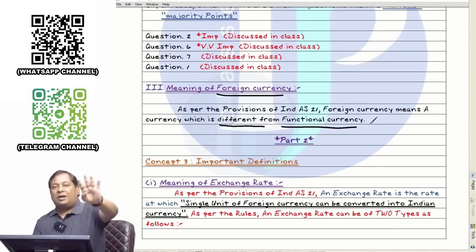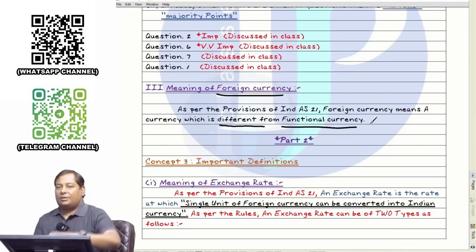And I told you that you will have to memorize these 4 questions. They can appear anytime in the paper. So don't leave the concept of functional currency.